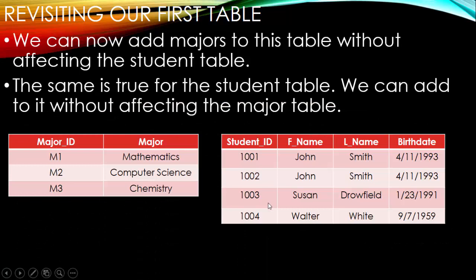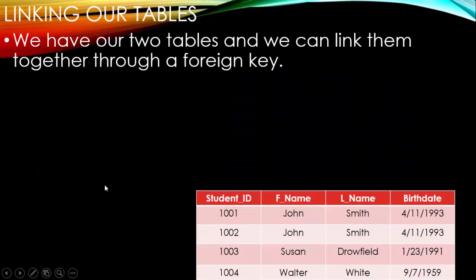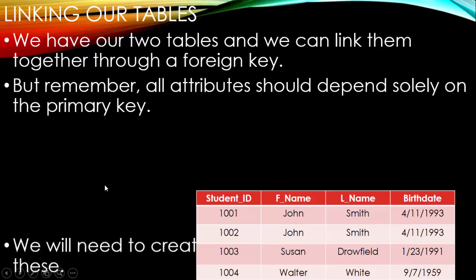The same is true for the student table. I can add as many students as I want here without affecting the major table. So we now need to link them together. So we have our two tables and we can link them together through a foreign key. Now remember, all attributes should depend solely on the primary key. We visited that more in the normalization video.